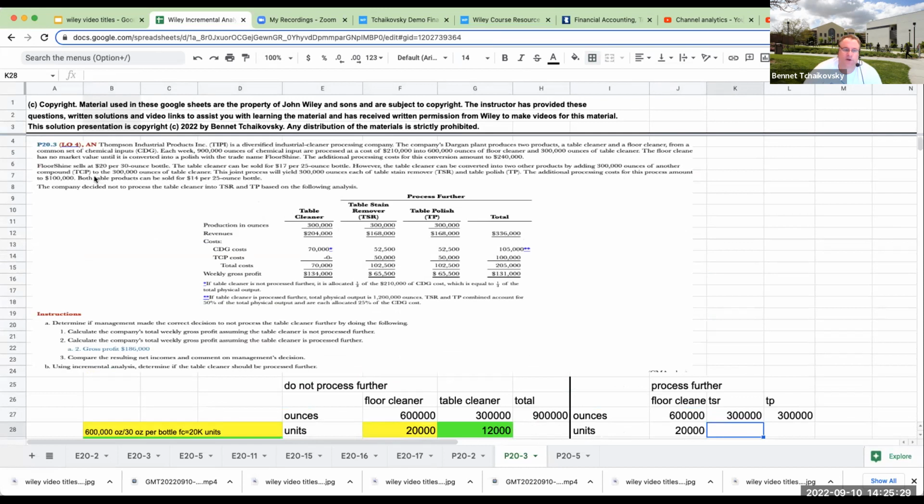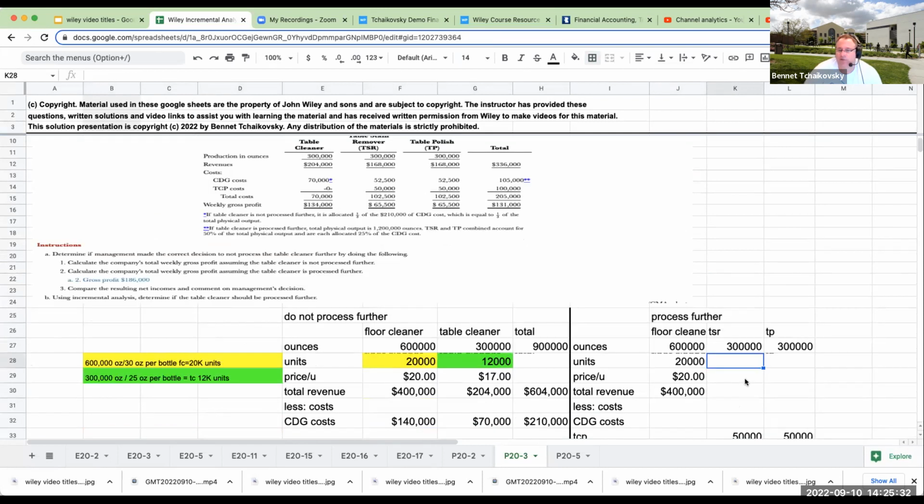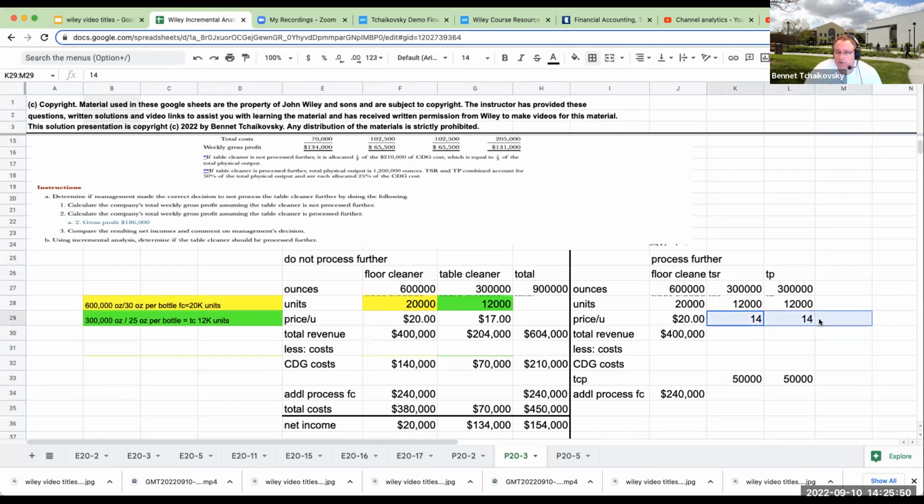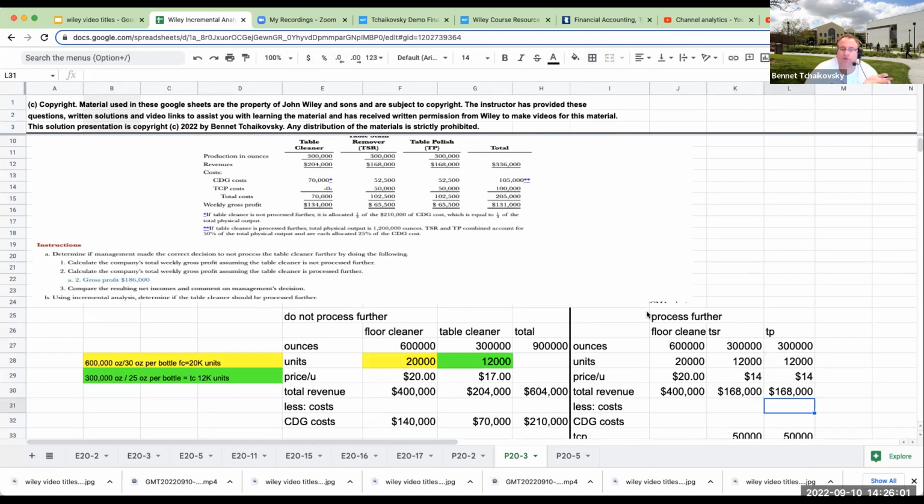So this over here, in terms of the number of units, 300,000, the additional processing costs both could be sold for $14 per 25-ounce bottle. So again, I'm going to take 300,000 ounces and divide it by 25 ounces. This is how I'm going through and getting my units. And this is also going to be able to be sold for 14. Okay, both table products can be sold for 14 per bottle. So now when I come over here, I've got 12,000 units at 14. This is giving me 168,000. So this is where this number is coming from right over here in terms of the revenues.